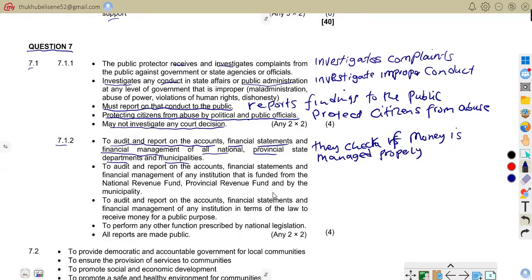That's what they do, because they audit and report on accounts, financial statements and financial management of all national, provincial, state departments and municipalities. So they check if money is managed properly, for example auditing how municipalities' budgets are used. They also audit any institution funded from the National Revenue Fund, the Provincial Revenue Fund, and by the municipality.